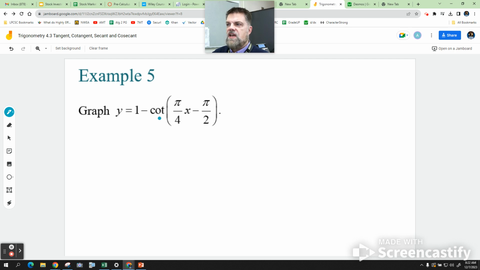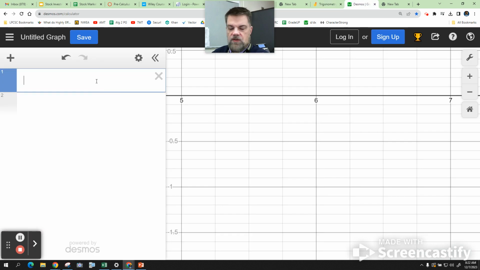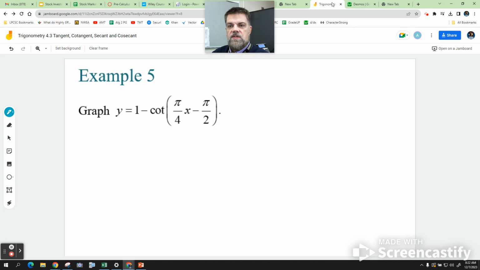It's going to be cotangent, so it would be tangent but flipped over and shifted over. Then this is going to transform the period of it and shift it and compress it. And then I'm also going to shift it up once, or up 1 unit. So we're just going to graph it real quick. So that was 1 minus cotangent, what was it again?